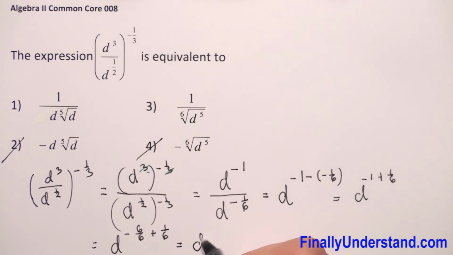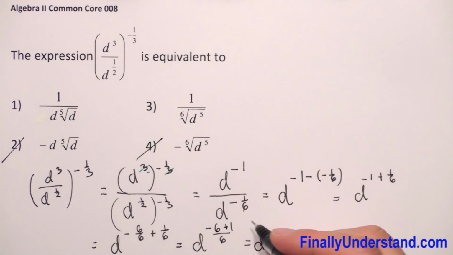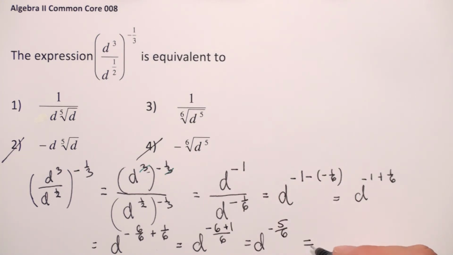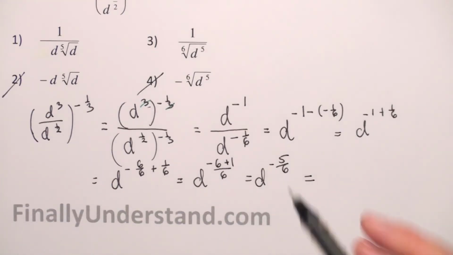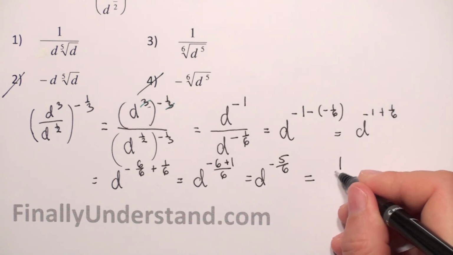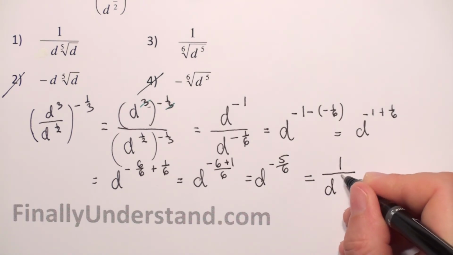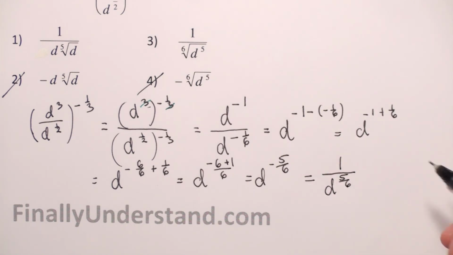So this is equal, d we copy, and now the same denominators. So we copy the denominator, and we just add numerators. We have negative 6 plus 1. So this is equal d to the power negative 6 plus 1, so this is negative 5 over 6. So this is equal, like I said before, negative sign means we have to flip this number. So it will be like 1 over d to the power 5 over 6.